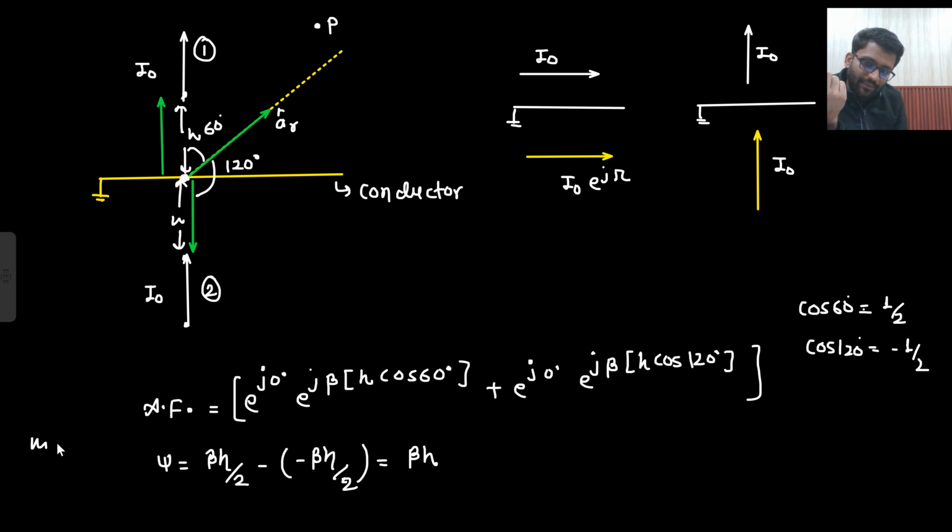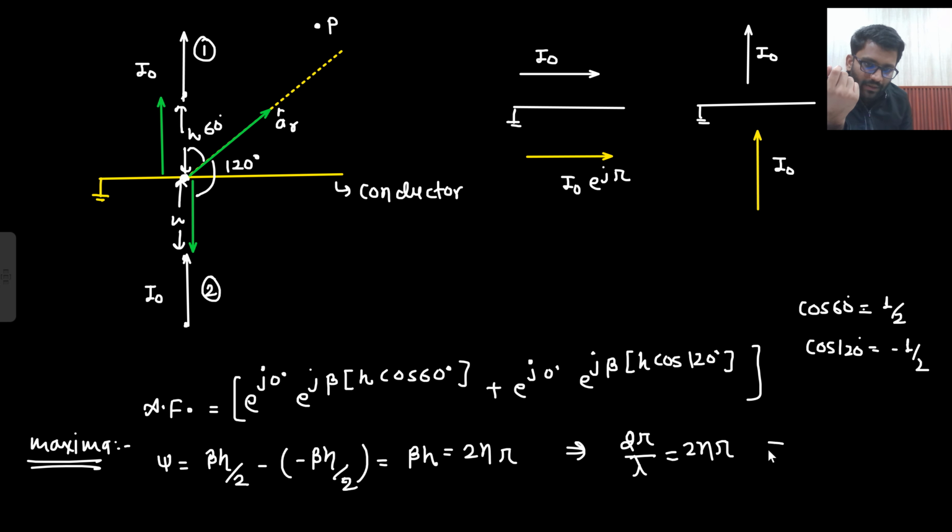So for maxima, if they are talking about maxima, then this should be equals to 2n pi. So from here what I am getting? 2 pi by lambda into h is equals to 2n pi. So 2 pi get cancelled. H is equals to n lambda. Right? 2 pi gets cancelled. H is equals to n lambda.